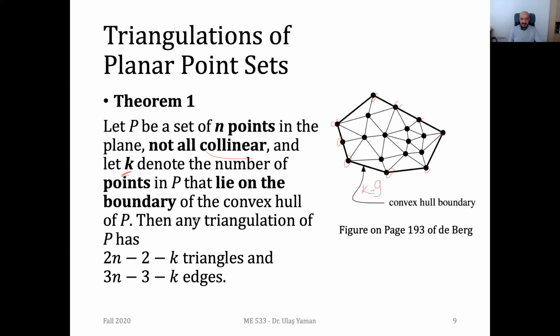And then we can easily say that any triangulation will have this amount of triangles and this amount of edges. And as you see, they only depend on the number of inputs and the number of points on the convex boundary. So we can say that we have a kind of a linear relationship.